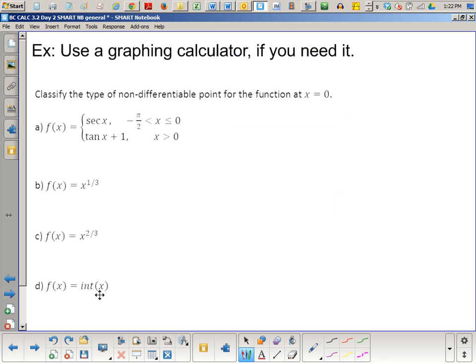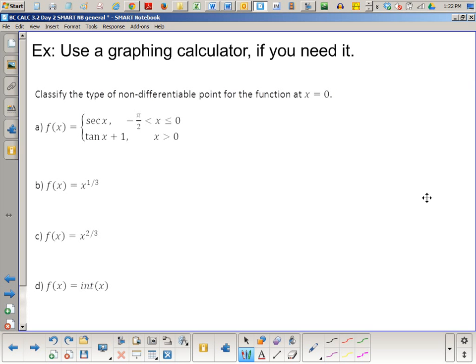Here's our next activity. What we want to do now is try and figure out what kind of non-differentiable point these 4 situations give us. Okay, so can we refresh our 4 cases from yesterday? Does anybody have them memorized? There are 4 types of non-differentiable points. Remember what they were, Kevin? Corner. What was the other one? Cusp.